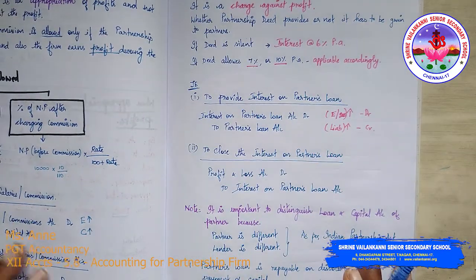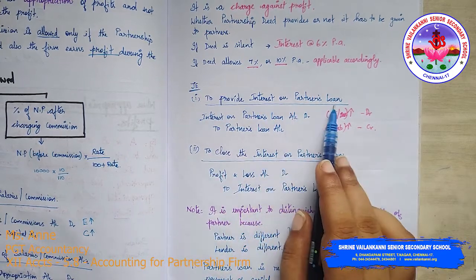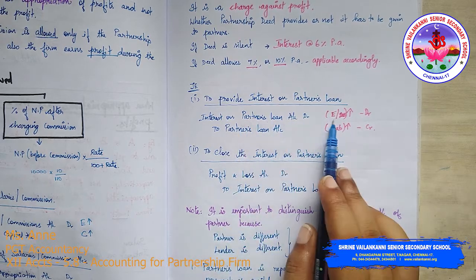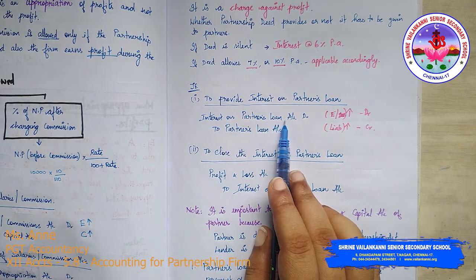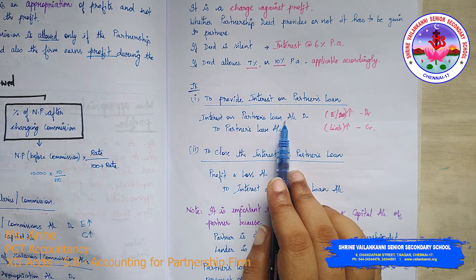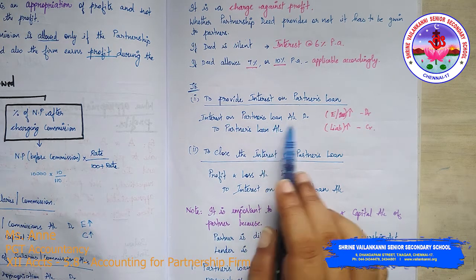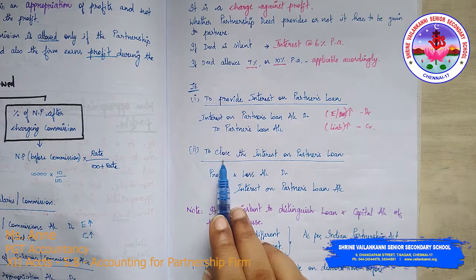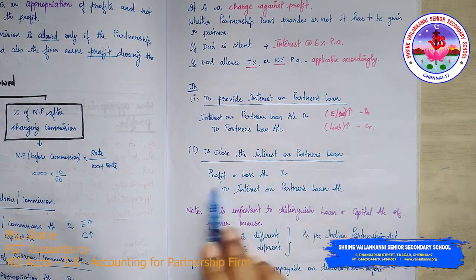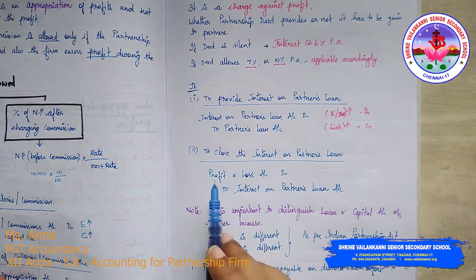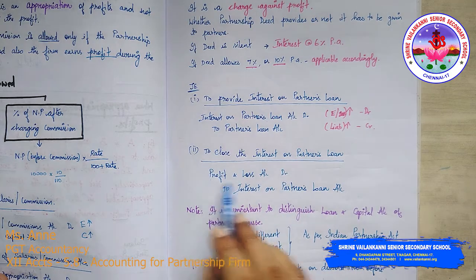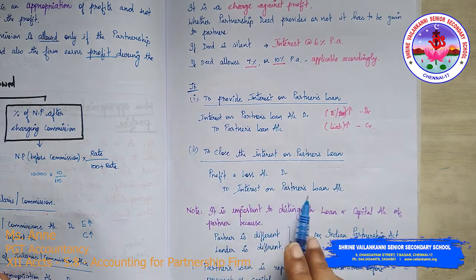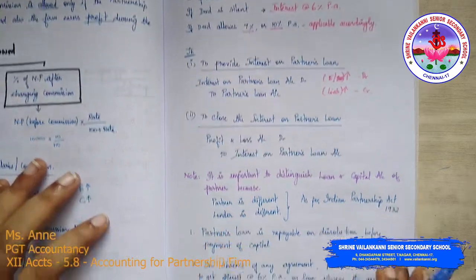So what is the journal entry to provide interest on partner's loan? You have interest on partner's loan account debit, because it is an expense. Interest on partner's loan is an expense to the firm. Am I right? So interest on partner's loan account debit to partner's loan account, liability increases, so you are crediting it. To close the interest on partner's loan, P&L account, because it is a charge against the profit, you will not write P&L appropriation account, that is wrong. What you have to write is P&L account debit to interest on partner's loan account. So this has to be very clear.